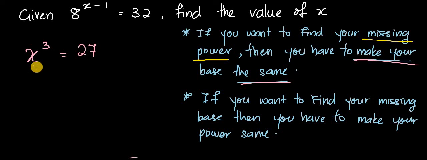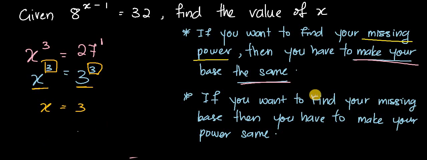Now again, I'm finding a base. So in order for me to find the base, I need to make the power the same. So this 27 is power 1. It's not power 3, so it's power 1. So how do I make it power 3? I must think of a number. What number power 3 gives me 27? So I know that 3 power 3 gives me 27. Alright? And here is definitely x power 3. So now you see, my power is the same. Hence, I can compare my base. My base should also be the same. So hence, my value of x is 3. So if you want to find your missing base, then you have to make your power the same. That is the rule here.